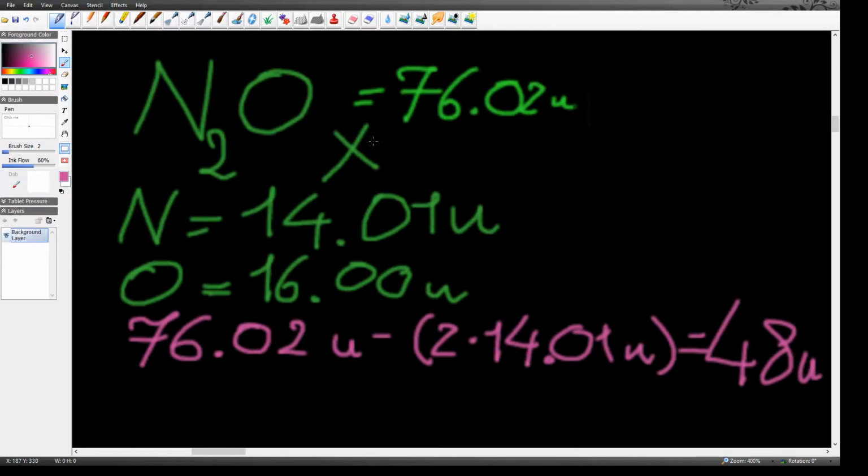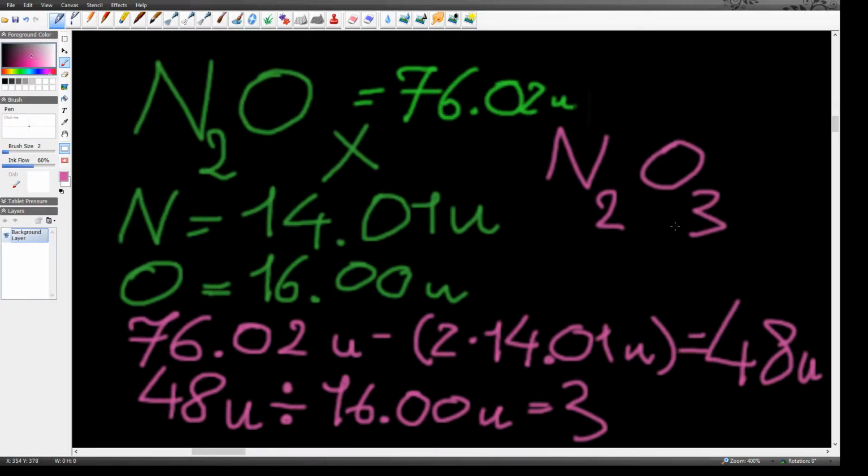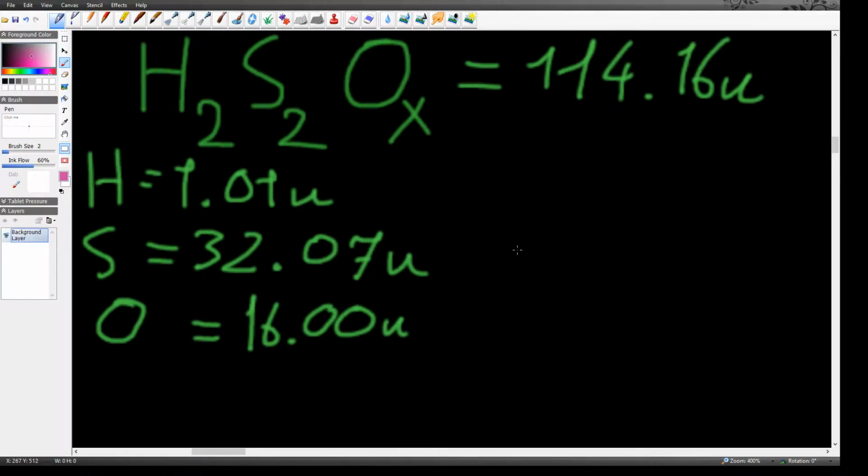Now, I don't know how many oxygens I've got, but I know each oxygen has an atomic mass of exactly 16. So if I take my 48 units and divide it by 16.00 units, I'll get the number of oxygens, which is 3. So this compound is N2O3, which we call nitrogen trioxide, or sometimes dinitrogen trioxide. So this would most likely be dinitrogen trioxide. Let's try one more. And again, feel free to have a go at it yourself before you see my model answer here. So, what do we know?